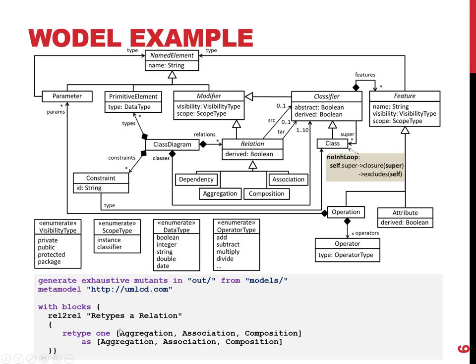The second part of the Wodel program corresponds to the mutation operators that are going to be applied. In this case, we have included only one mutation operator, which retypes a relation that can be of types aggregation, association, or composition by a relation of a different type.